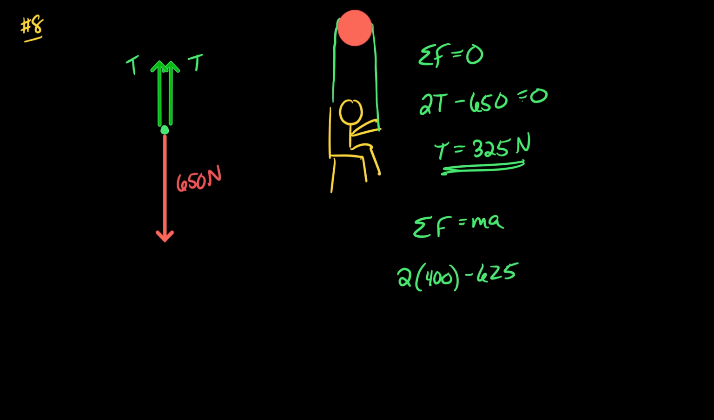minus 625 equals, not 625, 650. 650 equals 65 times A, and that will be the acceleration. That's 800 minus 650, which is 150. So the acceleration is 150 over 65, whatever that is, I don't care. If you want to do the next question, I'm not going to do it. Just put in 0.5 for A and solve for T. Oh, wait, 0.5 downwards. So put in negative 0.5 for A and then solve for T.